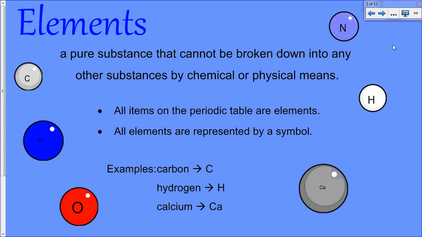An element is a pure substance that cannot be broken down into any other substance. All the elements can be found on the periodic table, and elements are represented by a symbol. For example, carbon is represented by a C, a capital C. Hydrogen is represented by a capital H, and calcium is represented by a capital C and a lowercase a.